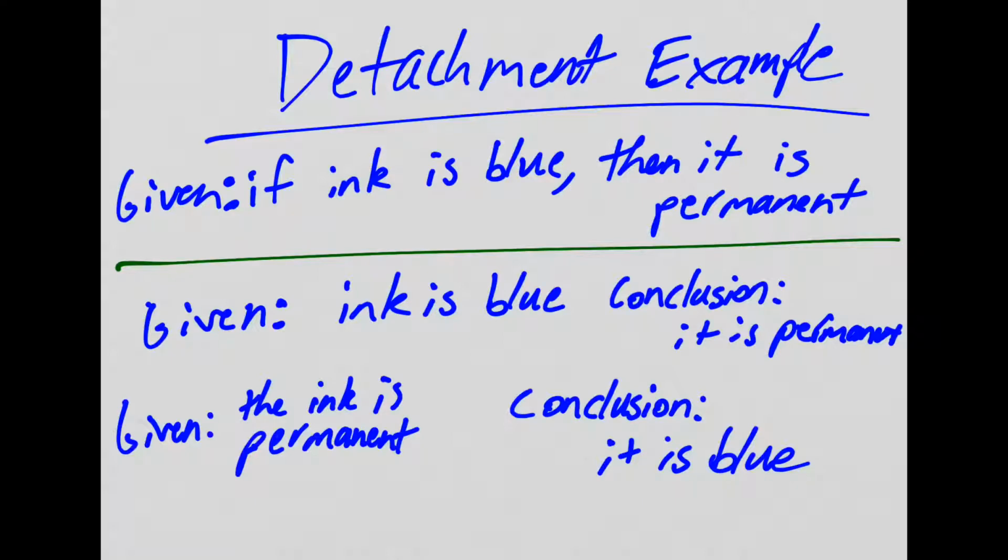So here's an example of detachment. If ink is blue, then it is permanent. Say we are given that as a fact. And then we are told that the ink is blue. Concluding that this ink is permanent is a valid conclusion. However, given the same if-then, and then we're told the conclusion is true, that the ink is permanent, concluding that it is blue is not a valid conclusion because it may or may not be.